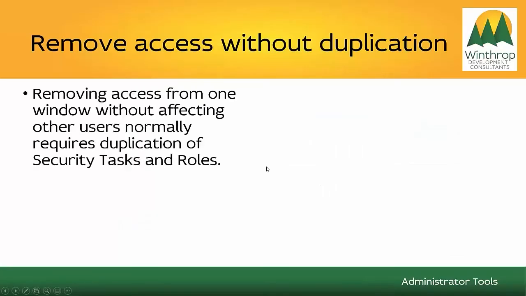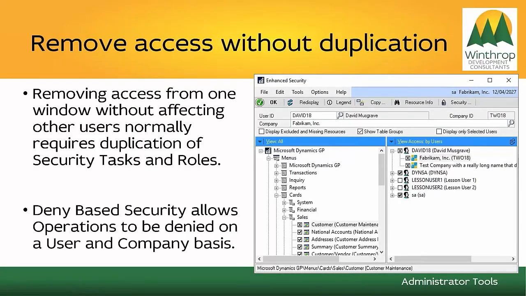All right, if you want to remove access without duplicating tasks and roles, you can have two users with exactly the same tasks and roles but use deny-based security and just go in and select which resources they don't have access to. It's basically taking the old style security and sitting it on top of tasks and role security, so between the two of them you can create very detailed security without actually having to duplicate all the tasks and roles.